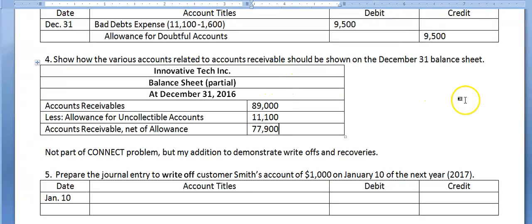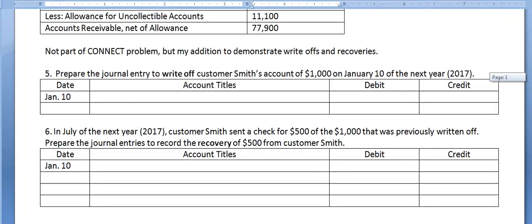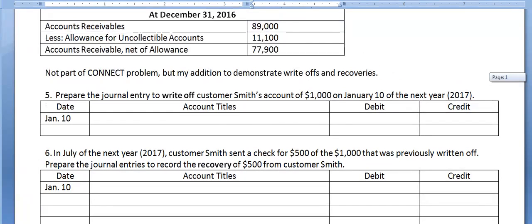Now that's where your problem will end on Connect, but I wanted to demonstrate write-offs and recoveries using this problem as well. So let's say it's the next year, January 10th of the following year, and we finally decide that Smith's account cannot be collected. We've exhausted every method of collection, and we cannot get Mr. Smith to pay his $1,000 that he owes us. So we decide to take his account off of our books. We call that writing off the account.